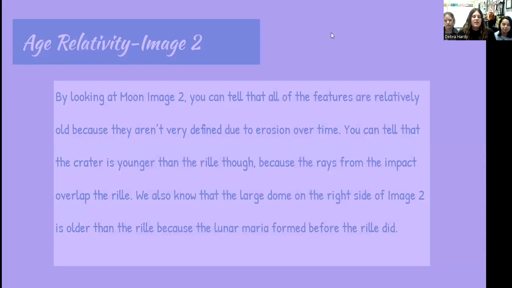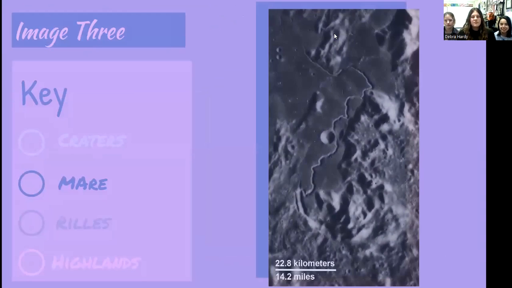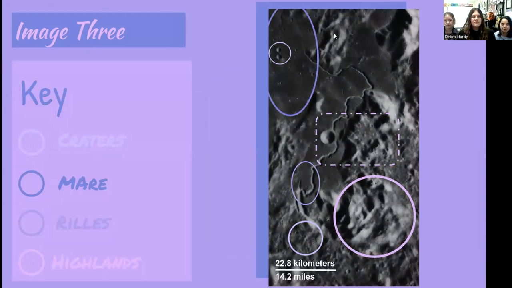As I said before, we think the rille is older than the crater because of the ejecta rays overlapping the rille, and we think the dome on the right is the oldest feature. This is image 3. Again, the outline portion is the zoomed in. The darker purple is what we decided were the Maria. The lightest are craters. The pinker one are the highlands, and the regular purple is a rille.